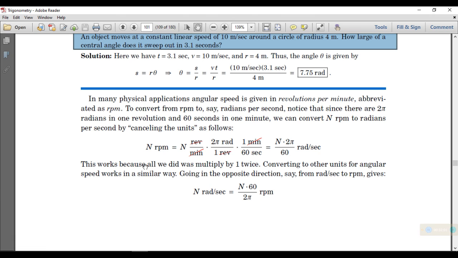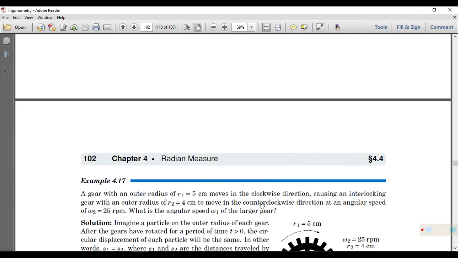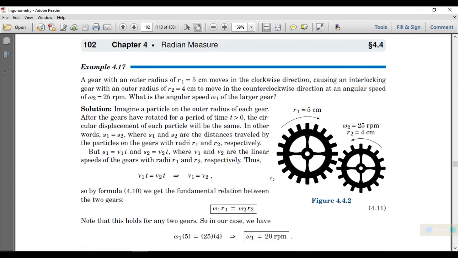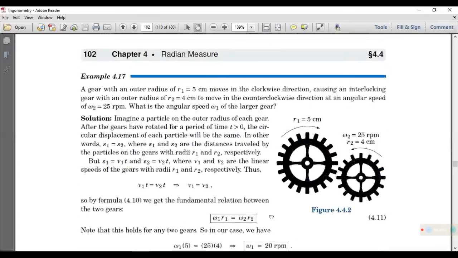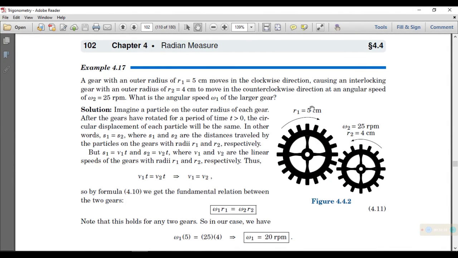So this works because all we did was multiply by 1 twice. Converting to other units for angular speed works in a similar way. Going in the opposite direction, say from radian per second to revolutions per minute, it will give you n radian per second is equal to n times 60 over 2 pi RPM. Okay? So, as I've said earlier, cut na natin siya at this point. Pero sige, discuss natin tong example 4.17.